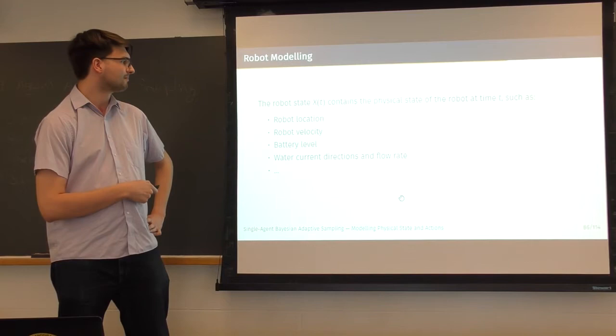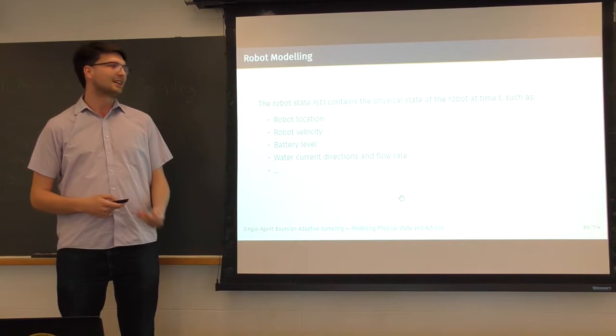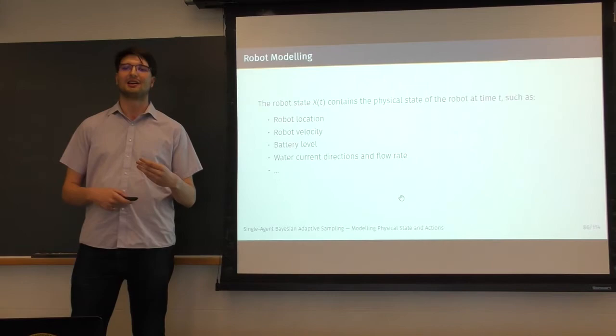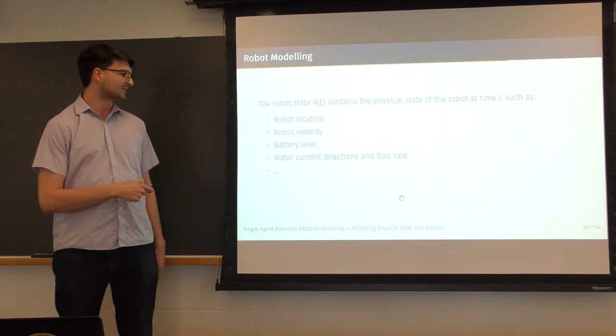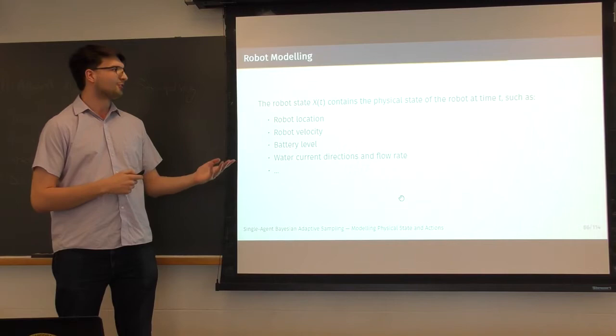In order to solve this, or to improve our algorithm towards a physical robot model, we need to take the robot's physical state into account. That contains things like the robot location, the robot velocity, and what the current battery level is. It could also take into account the immediate local things that the robot is experiencing, like the water current direction and flow rate. Anything we're interested in or that is useful in modeling the physical state and behavior of the robot would be useful to us.